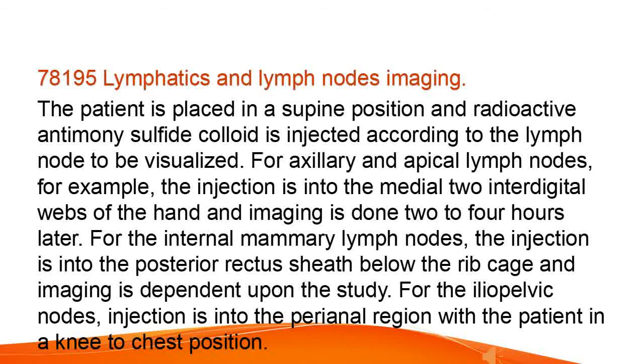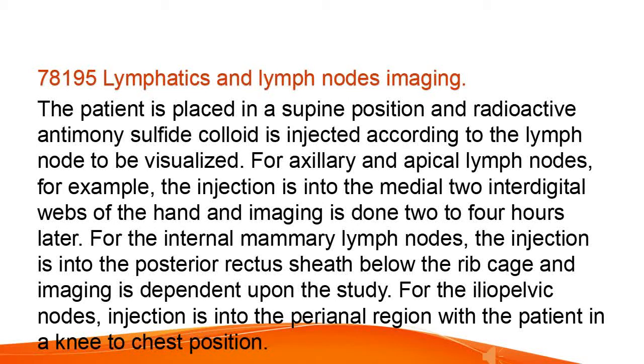Lymphatics and lymph nodes imaging. The patient is placed in a supine position and radioactive antimony sulfide colloid is injected according to the lymph node to be visualized. For axillary and apical lymph nodes, for example, the injection is into the medial 2 interdigital webs of the hand and imaging is done 2 to 4 hours later.